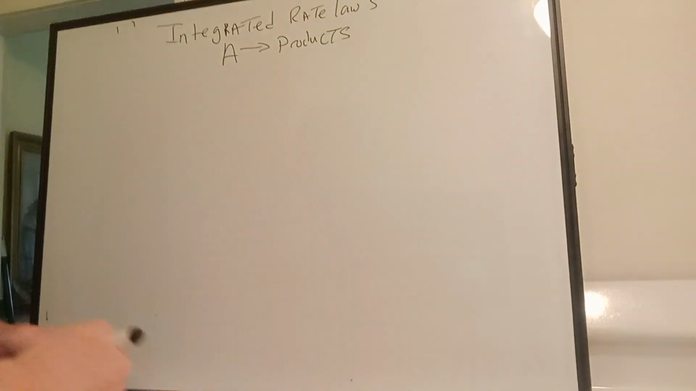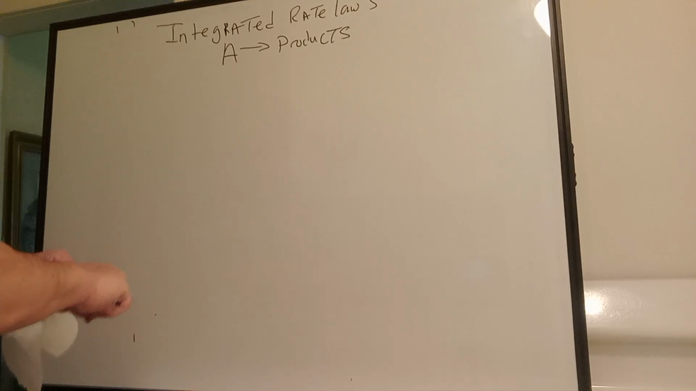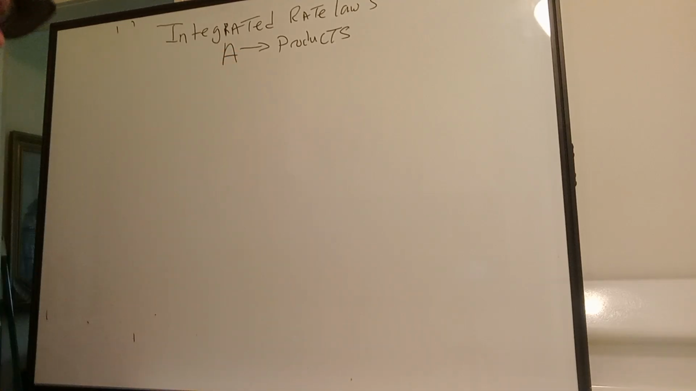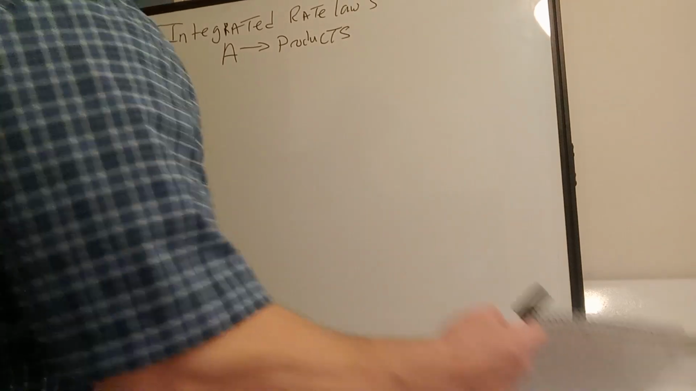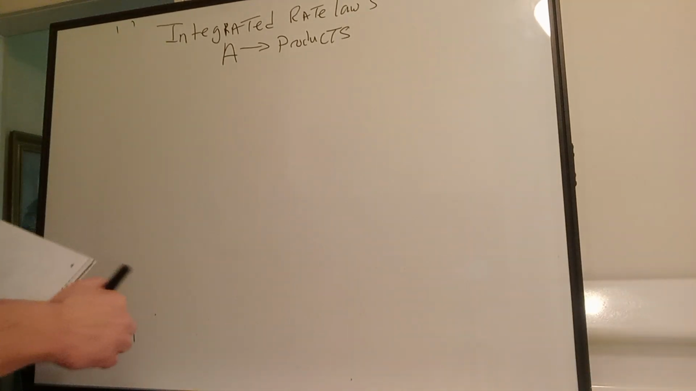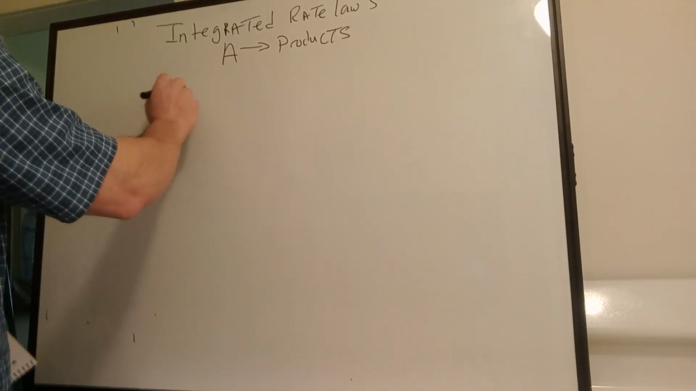So we're going to look generally at reactions in the form of, we'll keep it really simple, just some species A, doesn't matter what it is, going to products. So here we just have something A to products. I'll deal with the first order case first.